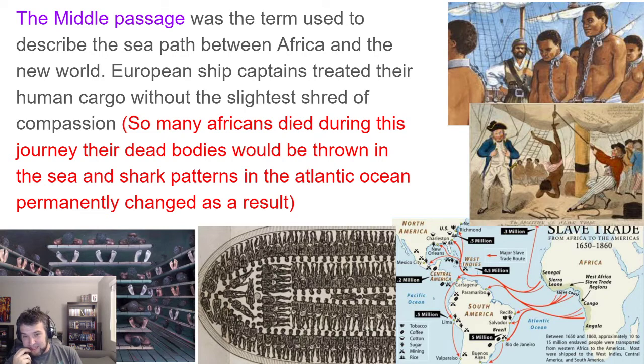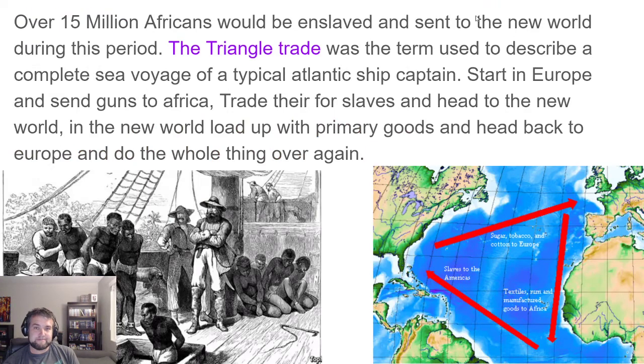And yeah, I think the statistic is going to be coming up, but it's 25% of everybody who got on a slave ship never made it to the New World. And it's pretty terrible stuff.